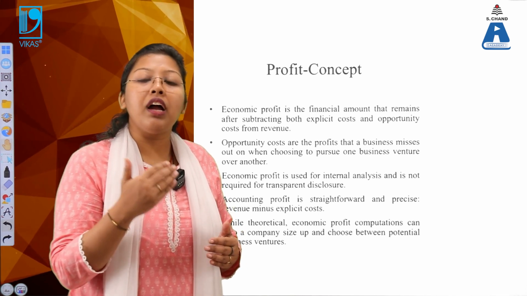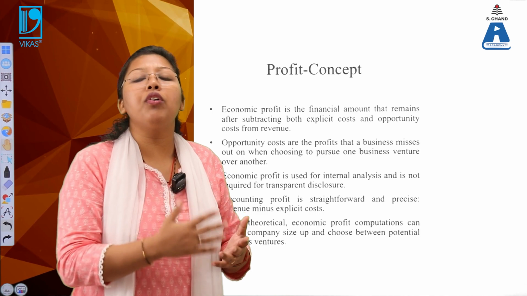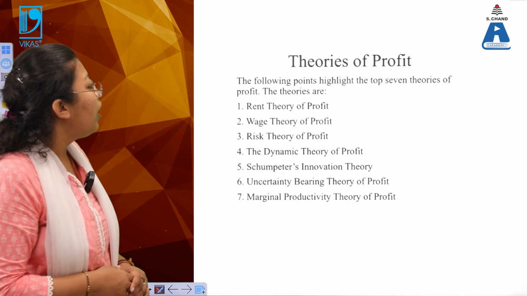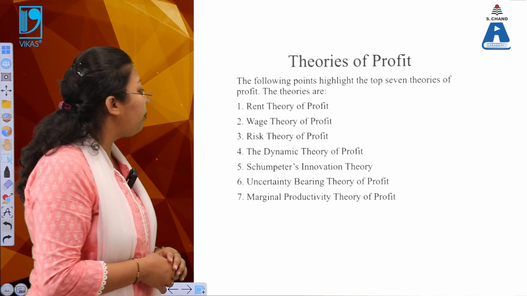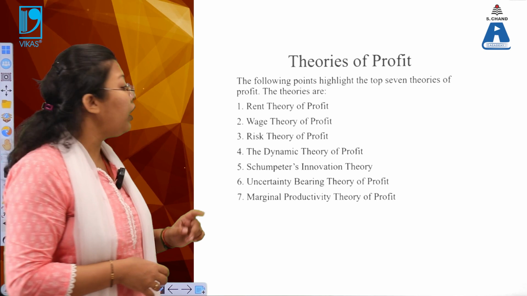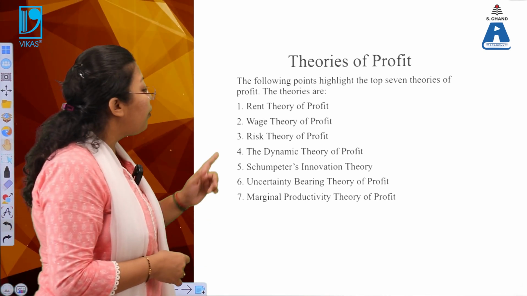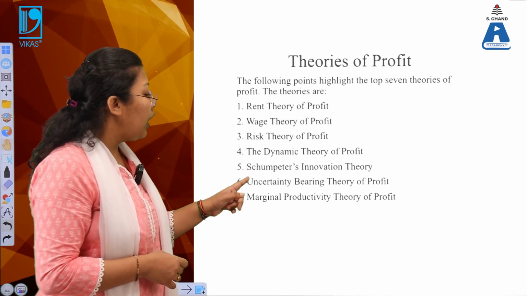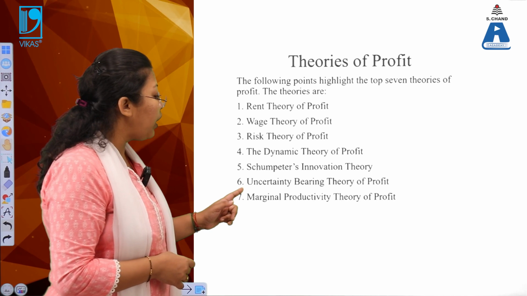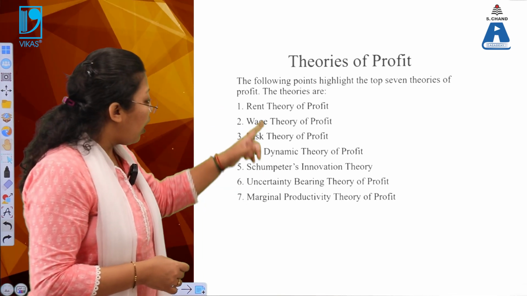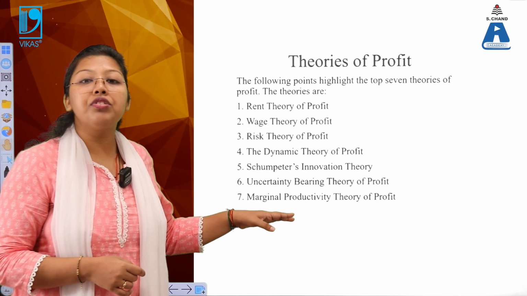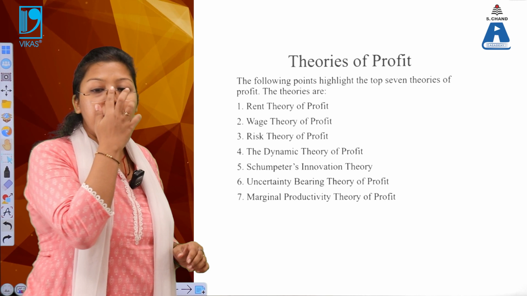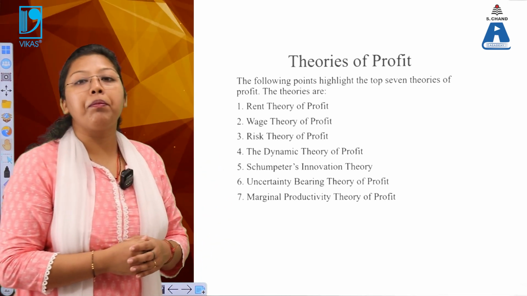Now these theories are going to be different depending on the situation that you have. So let's look at the theories that we have. We have majorly 7 theories that we'll be talking about: the rent theory of profit, wage theory of profit, risk theory of profit, dynamic theory, Schumpeter innovation theory, uncertainty bearing theory of profit, and marginal productivity theory. Amongst all these, the most commonly used is the marginal productivity theory of profit because it is the most focused upon. Let's talk about each of them one by one.